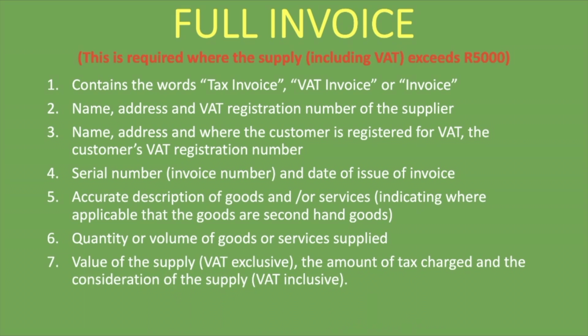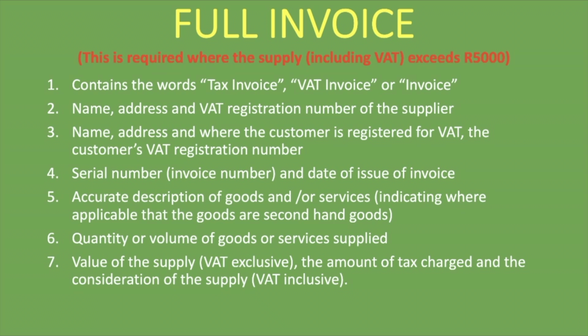The seventh one we have here is that the value of the supply, which is the amount excluding VAT, the amount of the tax charged, which is the tax amount or the VAT amount, and the consideration of the supply, which is the amount inclusive of VAT, needs to be indicated on that invoice. So you usually see that where it says the amount excluding VAT, it shows you the amount, it shows you the VAT amount, and it shows you the amount inclusive of VAT. So those are very important details that need to appear.